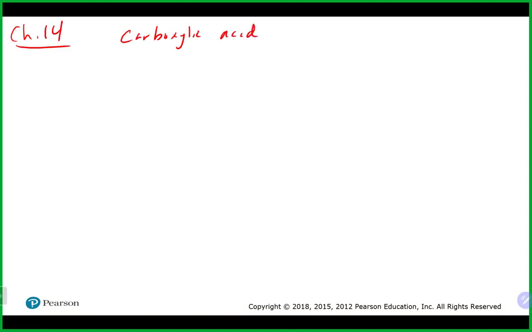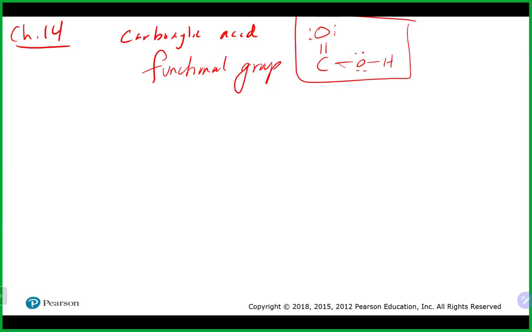And carboxylic acids have a functional group of carbon oxygen double bonds, so a carbonyl group and the OH group. So that is basically your functional group for carboxylic acid. Again, sometimes in formulas abbreviated as COOH, and that is basically that carboxylate group there. And that's what that abbreviation means. It is going to always be the functional group.